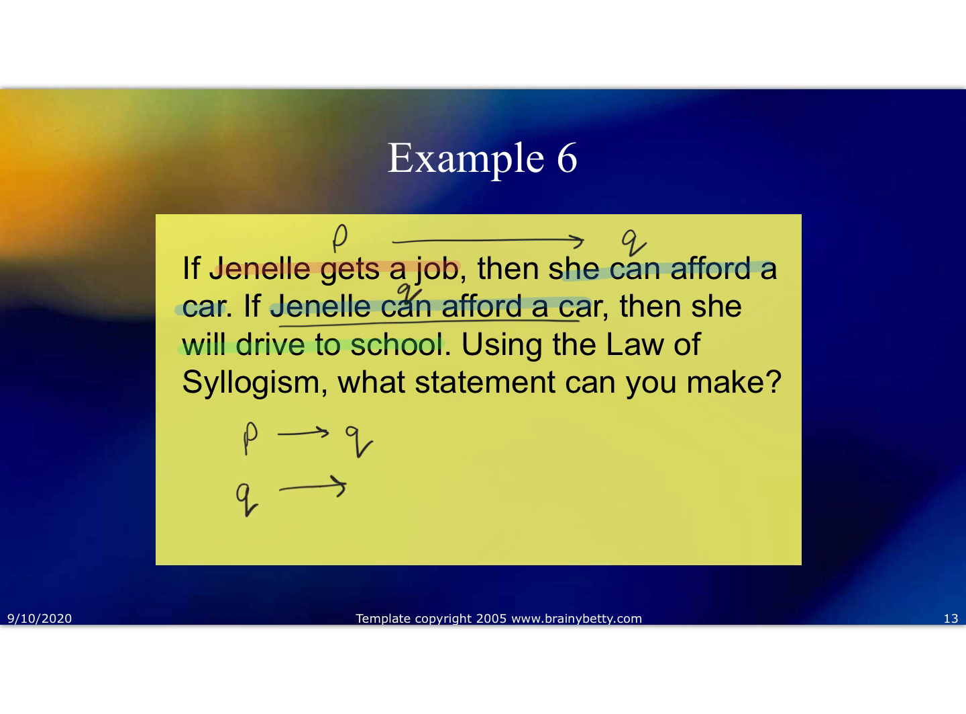And so if she can afford a car, then she will drive to school, and that's your new conclusion. So what happens is, notice we have if P then Q, if Q then R, and when the same thing, she can afford the car, is a conclusion and a hypothesis, then I can go straight from P to R and say if P, then R, which means the statement that I can make using the law of syllogism is if Janelle gets a job, then she will drive to school.